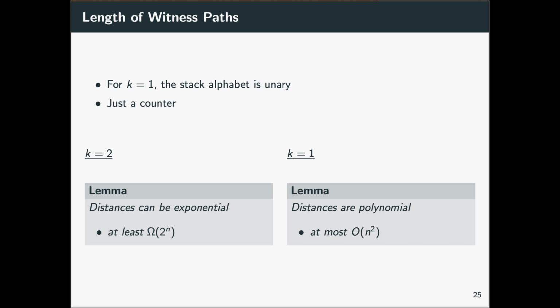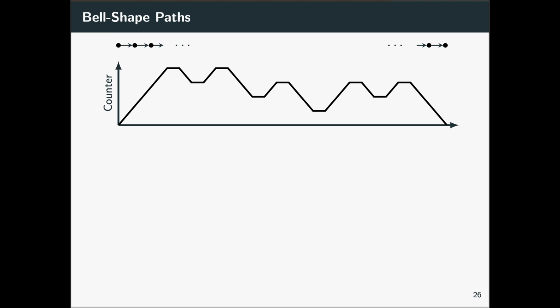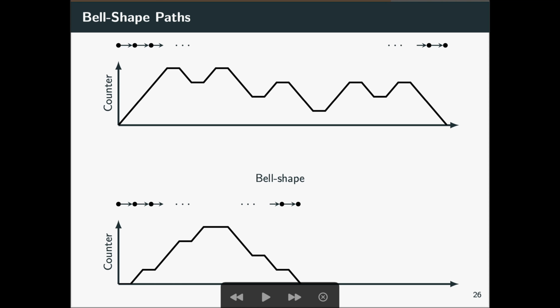So to explain the algorithm in pictures, for any path that connects two nodes, we consider the value of the counter along the way. In this picture, the counter initially increases, then stays the same, then decreases a bit, then it increases again, and so on. At first, we will simplify the problem and only focus on reachability that is witnessed by what we call bell-shaped paths. These are paths that have only one local maximum, meaning that if the counter decreases, it never increases again.